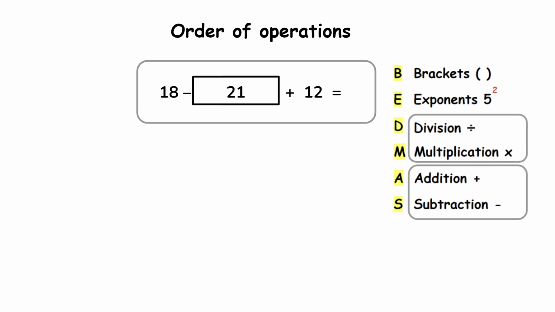Now, the remaining operations of the problem are subtraction and addition. So, in what order should I solve the rest of the problem? Now, if you said that I should subtract first, you are correct. Remember, if your problem has both addition and subtraction, you should first solve whichever operation is furthest to the left. And in this case, that would be subtraction. So 18 minus 21 equals -3. And now that there is only one operation remaining, we can go ahead and finish solving the problem. -3 plus 12, which equals 9.